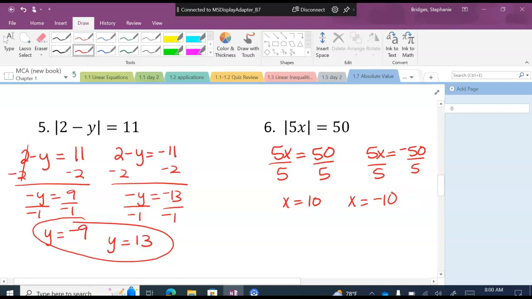Plugging it back in, 5 times 10 is 50, which has an absolute value of 50. And then 5 times negative 10 is negative 50, which also has an absolute value of 50. Pretty easy stuff. Okay. Is everybody good with those?